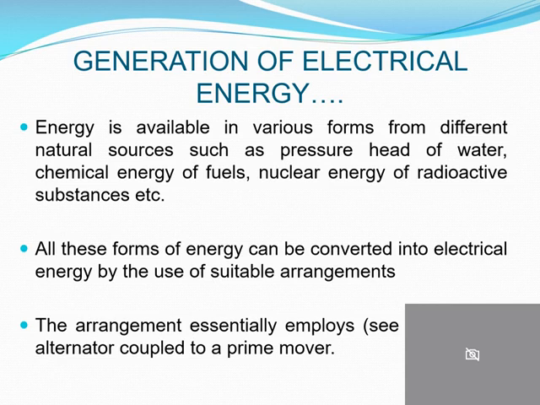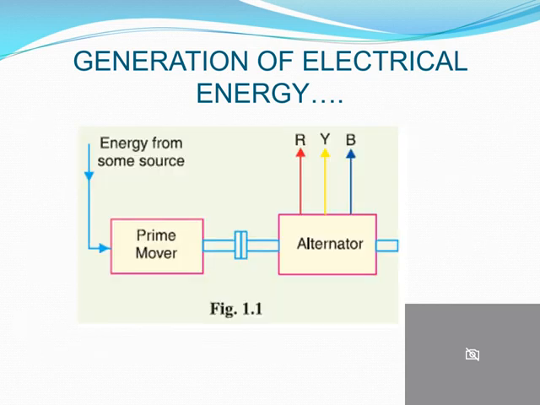So the arrangement essentially employs an alternator that will get coupled to a prime mover, and that will make the electricity in this case. So I had to have this drawing in here. You got your energy that is coming from a source, and this source could be your fuel, which can be coal. This source could be your gas. This source could be your nuclear. This source could be water.